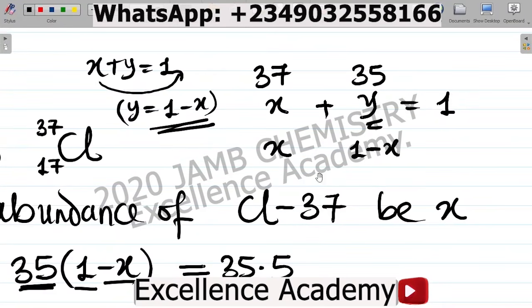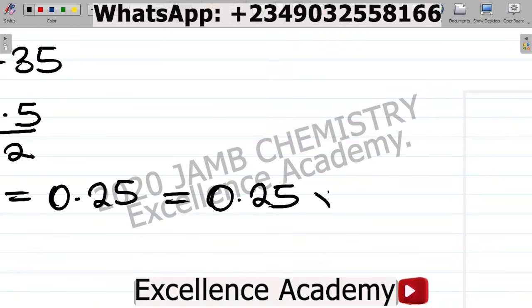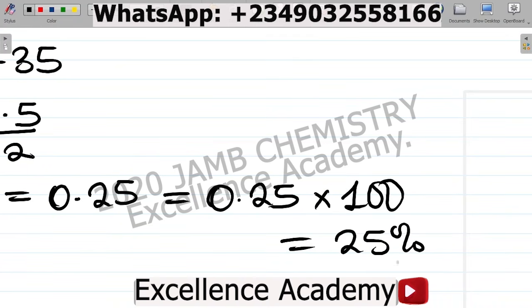Initially, this one was actually 100%. We divided by 100. So at this point, the final task is to multiply this by 100. So this times 100 is equal to 25%. So 0.25 in terms of percentage becomes 25%. So the correct answer there is 25.